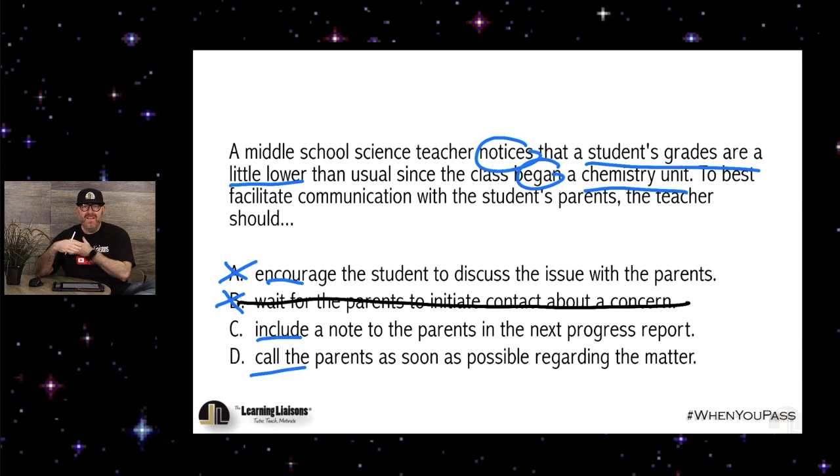Think about that. We're at the beginning of the unit. That could be a long time from then, right? Even doubling down on that, if you send a note home with a middle school student, are they going to deliver the note? I'm not trying to say bad things about middle school students, but we have to think realistically here. What is best practice, right? So C is gone. Well, D is call the parents as soon as possible regarding the matter, as the last one.